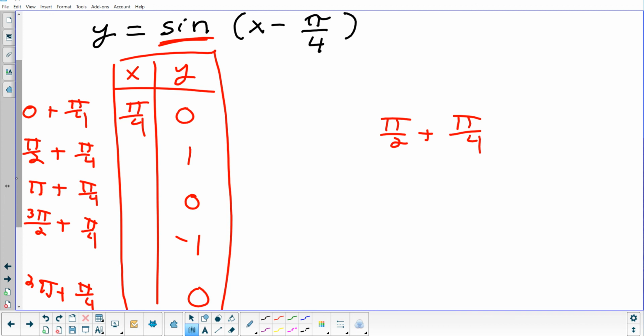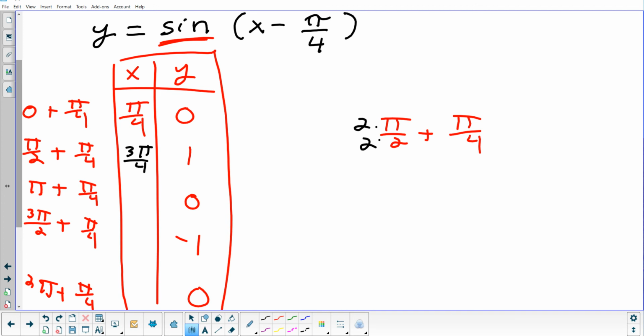Yep. Get a common denominator. I need a common denominator. You're only going to have to change one fraction. One of those numbers is fine. But what is the common denominator between 2 and 4? 4. So we're going to double the top, double the bottom. What's 2 pi over 4 plus 1 pi over 4? 3 pi over 4.